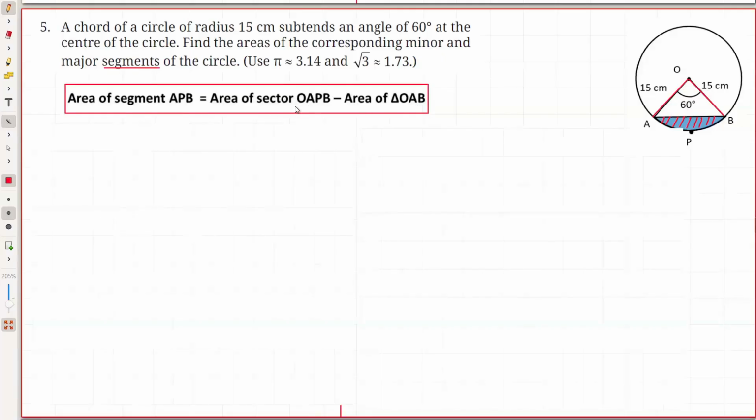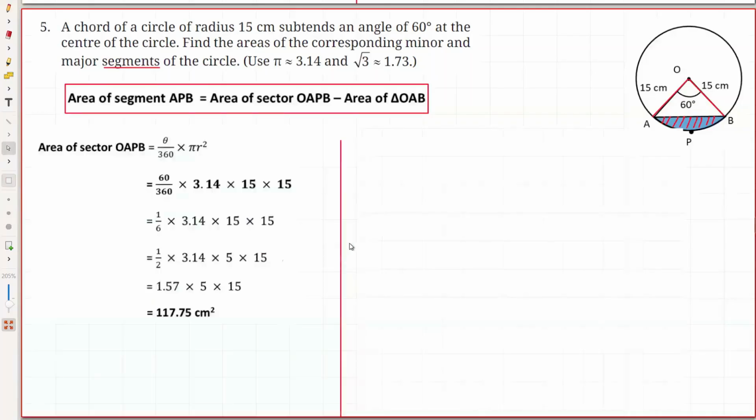Area of the sector we know how to find: theta by 360 into pi r square. Let's apply the values. Theta value is 60, so 60 by 360 into pi value, they asked us to use 3.14, into 15 into 15. So cancel it out. The zeros get cancelled. 1 6s are 6, 6 6s are 36. 1 by 6 into 3.14, 15 into 15.